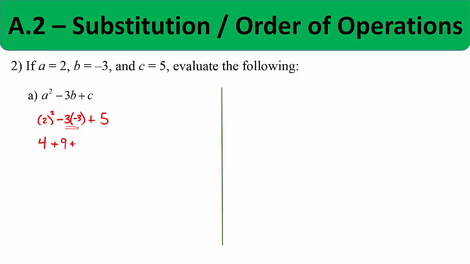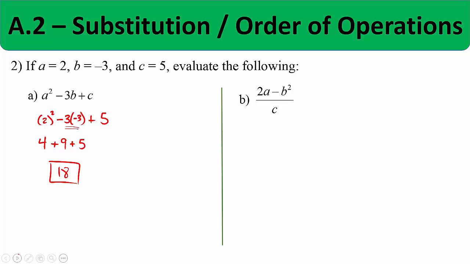And then lastly, I'm just going to recopy the last term. So using order of operations, we did the exponent first here in the first term. We did multiplication first in the second term. And now we're going to collect like terms. 4 plus 9 plus 5 is 18.